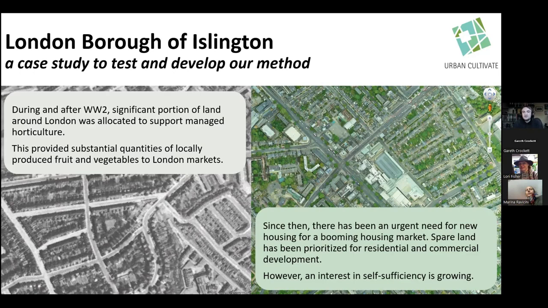If you go forward perhaps 60, 70 years, we see quite an urgent need for new housing. There's a booming housing market, and a lot of spare land around many boroughs, certainly in Islington, has been prioritised for development. That may be residential housing or commercial development. That said, there is an interest in self-sufficiency and in building new urban green spaces at the city scale. Certainly across London, there is great momentum now from the Mayor's office to do that.